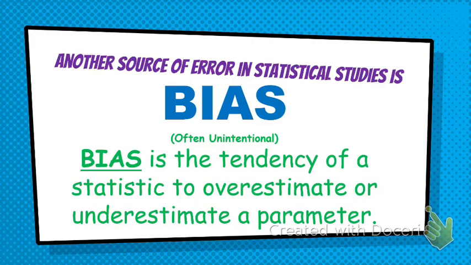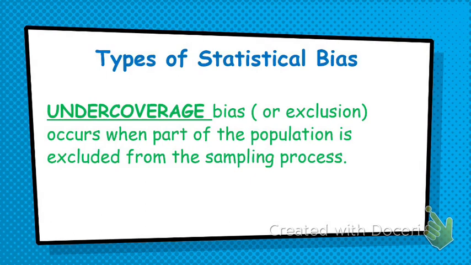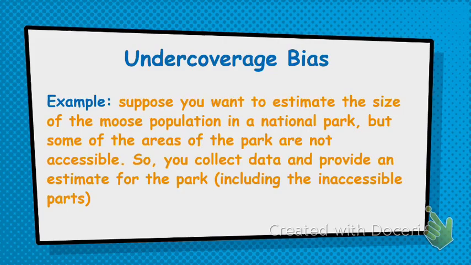Okay, another source of error in statistical studies is called bias. And bias is the tendency of a statistic to over or underestimate a parameter. So just like with sampling, we have different types of sampling, we also have different types of bias. The first one we're going to look at is called undercoverage bias, or exclusion, and it occurs when part of the population is excluded from the sampling process.